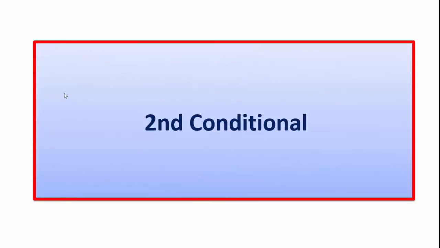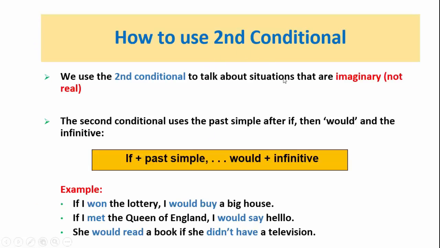Now we will go on with the next subject. It is second conditional. How to use second conditional? We use the second conditional to talk about situations that are imaginary. It means not real. The second conditional uses the past simple after if, then would, and the infinitive. Let's see. If plus past simple, then we use would plus infinitive.